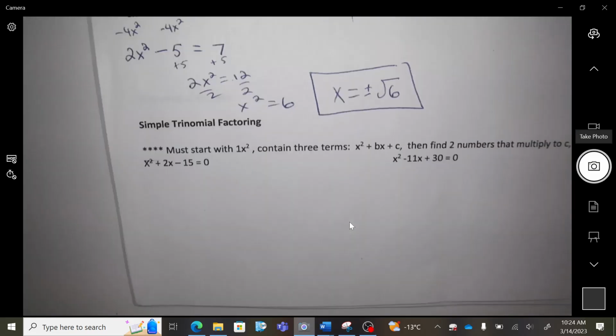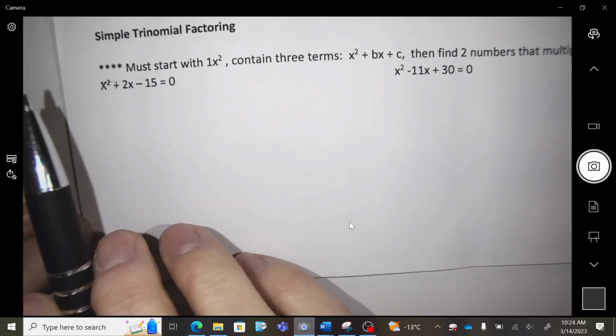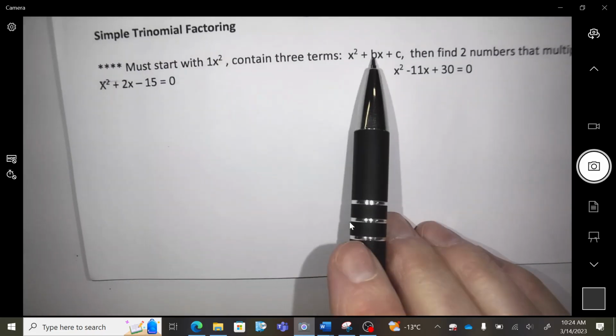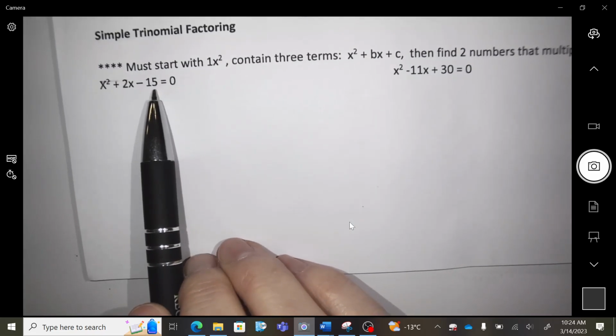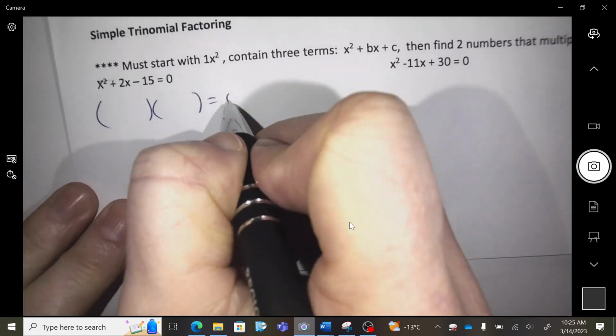Okay, simple trinomials. So we've worked a little bit with this already. Simple means it starts with a 1x squared. That's why it's called simple. Trinomial because it has the 3 parts. So the rule is always 2 brackets.